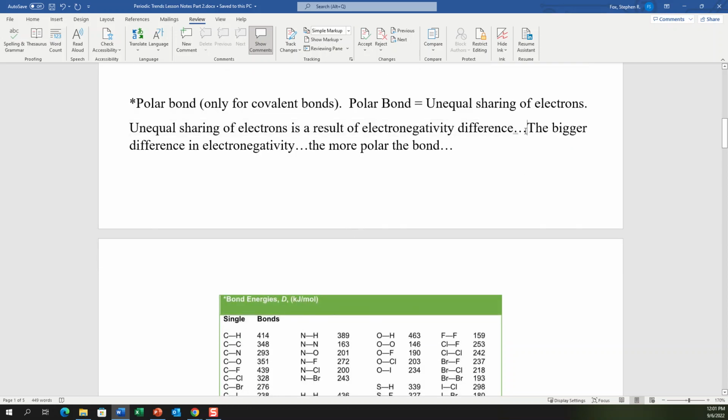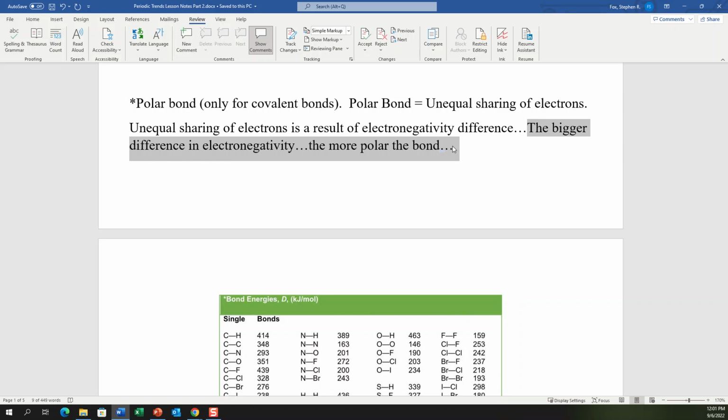What you need to understand is the bigger the difference in electronegativity, the more polar the bond. And the more polar the bond, that's going to mean the stronger the bond. It's also going to mean the higher the negative charge of the dipole of the negative side of the bond, the higher the positive dipole of the positive side of the bond, and then the stronger the dipole-dipole interactions when we start talking about intermolecular forces.